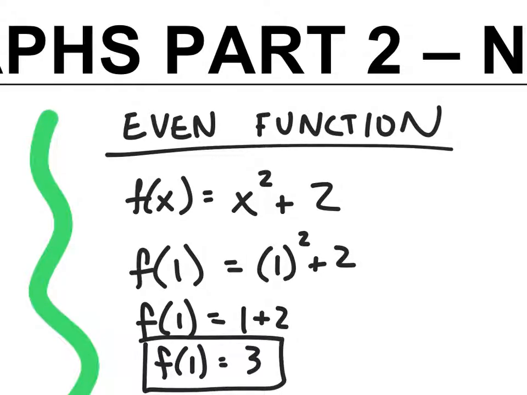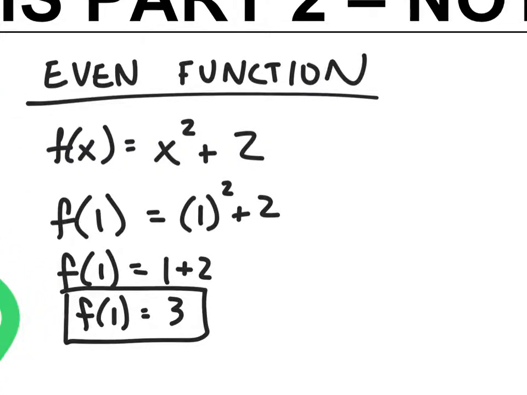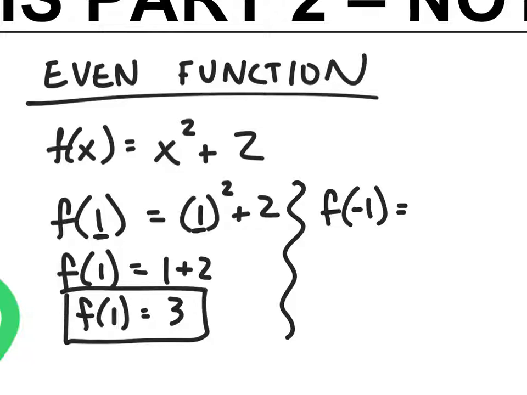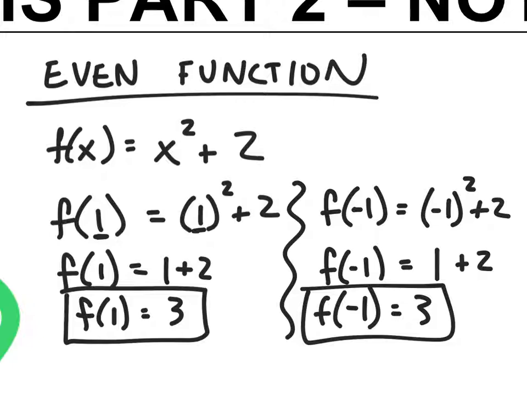Okay? Now, a function is even if I plug in the opposite x value. So here I plugged in x is 1, okay? And then if I plug in negative 1, okay, I should get the same y value. So if I take negative 1 and square it, add 2, f of negative 1 is equal to negative 1 times negative 1, which is positive 1, plus 2. And so we get f of negative 1 is equal to 3. All right, so my function is even, all right?